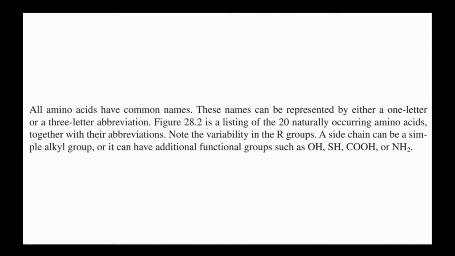All amino acids have common names. The names can be represented by either a 1-letter or a 3-letter code. Sometimes we write F, which means phenylalanine. Sometimes we write Y, which means tyrosine. That's a 1-letter code. And sometimes we write a 3-letter abbreviation like G, L, Y. That is glycine. Okay, glycine.